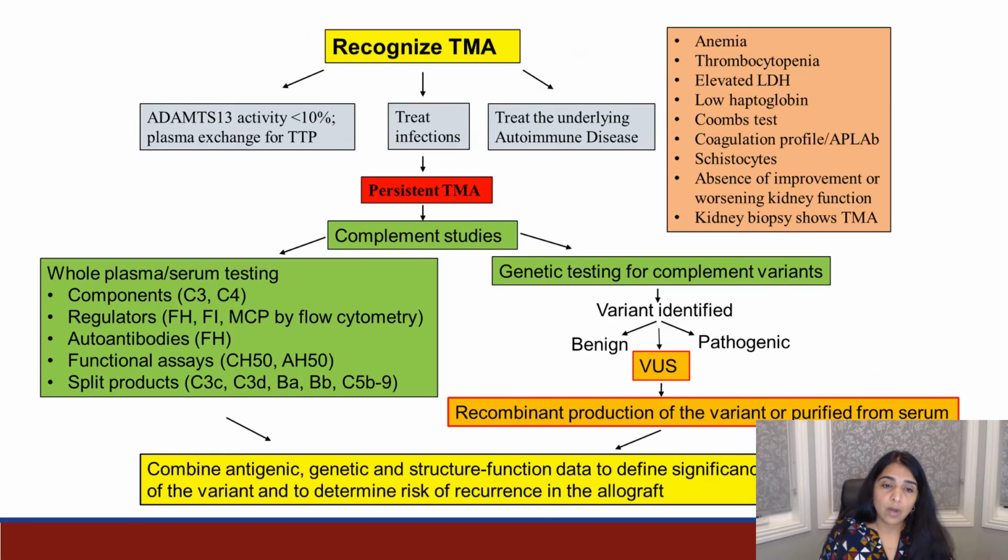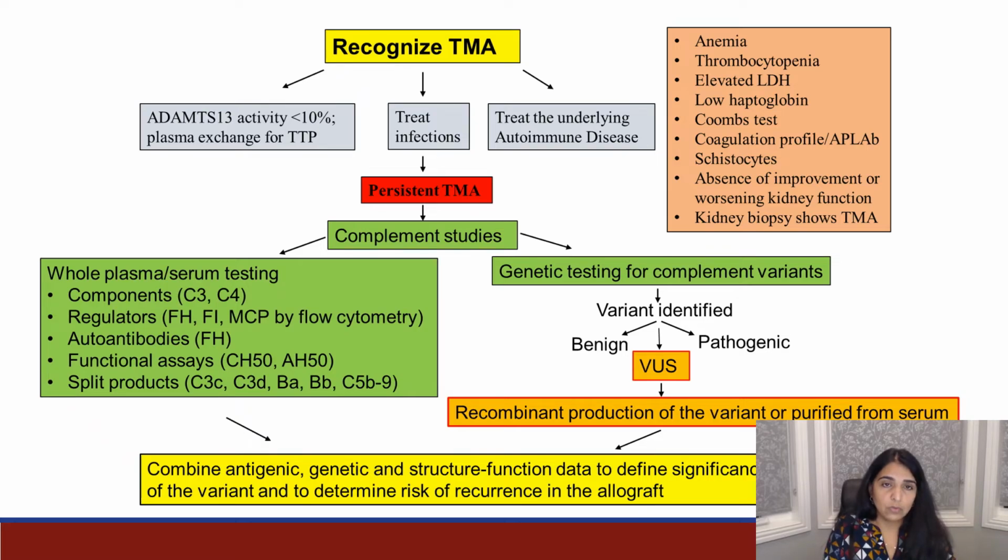And to walk you through how you would do testing for complement-mediated defects in patients with primary TMA, I have designed this flowchart, and I'll walk you through it. Once you recognize TMA in a patient based on the features, if you look at the orange box on the right, it gives all the classic features of TMA. And in this patient, as we've seen, there is no question there is a thrombotic microangiopathy going on.